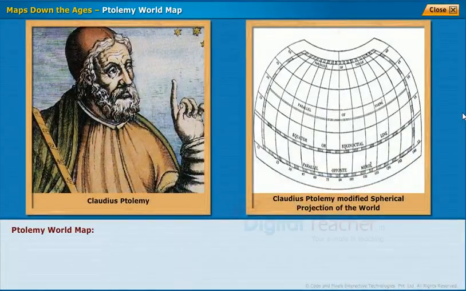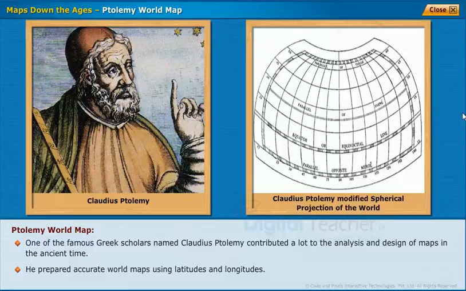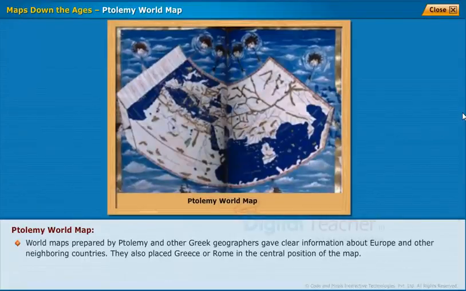Ptolemy World Map. One of the famous Greek scholars named Claudius Ptolemy contributed a lot to the analysis and design of maps in the ancient time. He prepared accurate world maps using latitudes and longitudes. World maps prepared by Ptolemy and other Greek geographers gave clear information about Europe and other neighboring countries. They also placed Greece or Rome in the central position of the map.